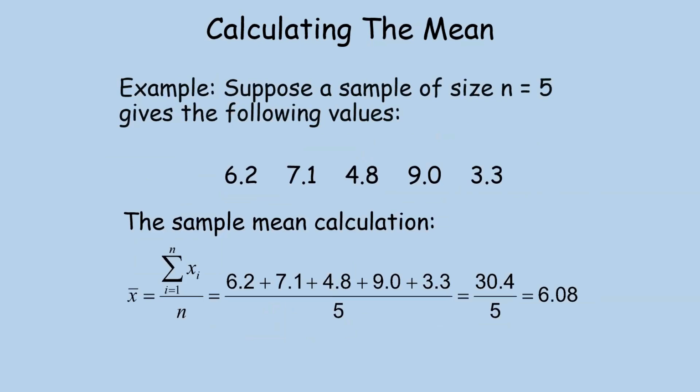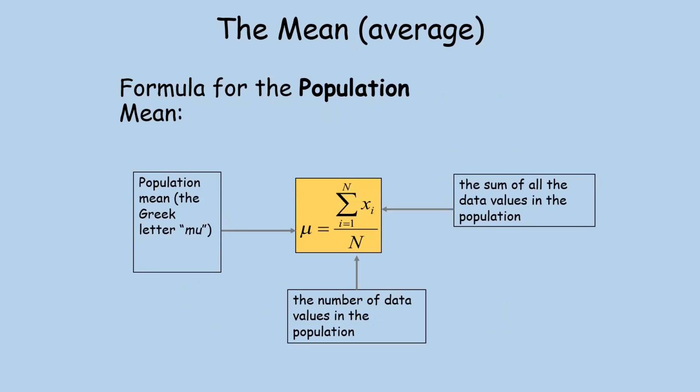For example, if we have a dataset with 5 values, 6.2, 7.1, 4.8, 9.0, and 3.3, the calculation would look like this: 6.2 plus 7.1 plus 4.8 plus 9.0 plus 3.3, divided by 5, equals 30.4 divided by 5, which equals 6.08. So the sample mean is 6.08.